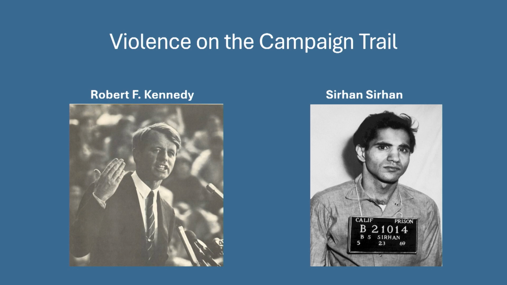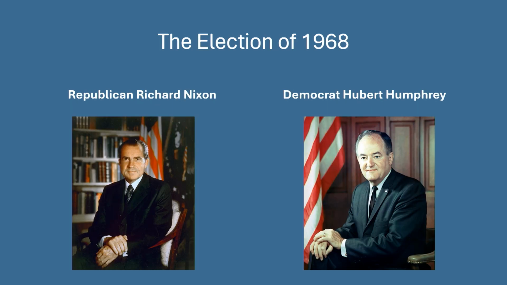Violence on the campaign trail, once again, the death of Robert F. Kennedy. On the left, the younger brother, of course, is John F. Kennedy, who was assassinated in 1963. And here we have the Palestinian nationalist, Sirhan Sirhan, who's responsible for his assassination. On the left, after the death of Kennedy, who would probably have gotten the nomination, we have the Democrat, the incumbent vice president under LBJ, who runs against Richard Nixon, and Richard Nixon, of course, wins when Hubert Humphrey fails to capture the imagination of the American public.